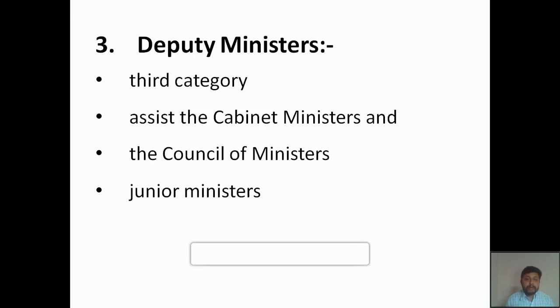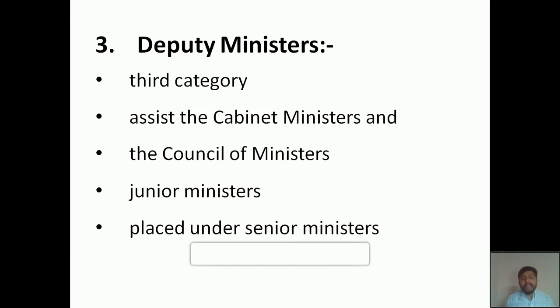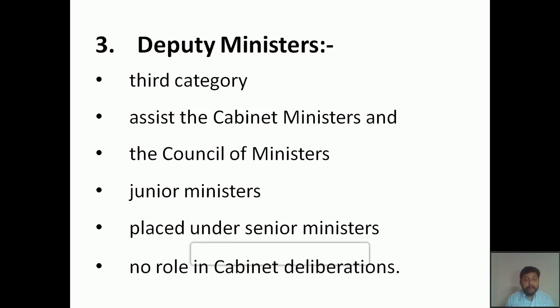They will be working as the assistants of the cabinet ministers or council of ministers, and they will be learning a number of things during that period of time. They are placed under senior ministers, as I have already told you. So under cabinet ministers or council of ministers, they will be working. They will be assigned to certain senior ministers to assist them. They have no role in the cabinet deliberations. They don't have any role in the cabinet meetings or cabinet discussions or any other official matters dealing with the prime minister and the cabinet ministers. Deputy ministers are not having any role in those matters.